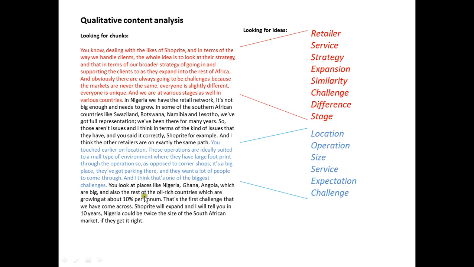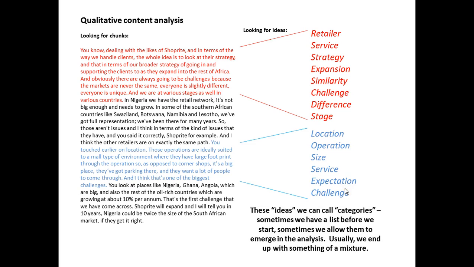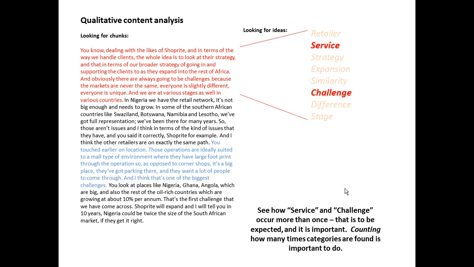your challenge there. So what we find is there are some things that we are looking for that occur frequently and repeatedly, some things we discover on the way through. The idea of trying to plan out all our categories at the start, well, I'm telling you, usually we end up with something of a mixture. Now, see how service and challenge occur in both chunks. Well, that's how it happens.